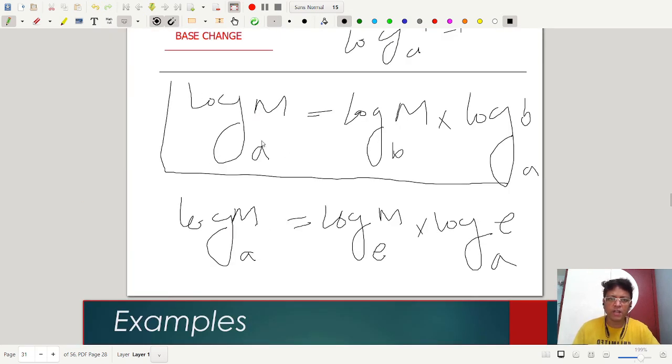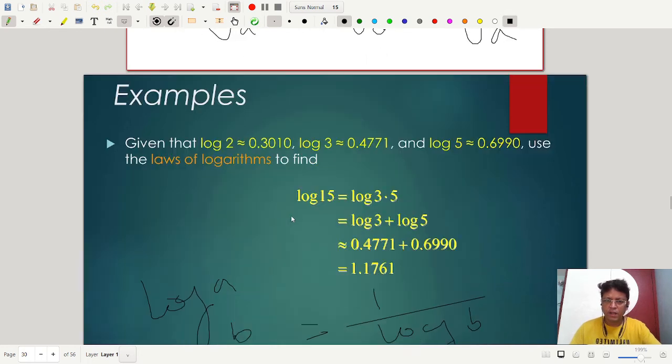So this is very important. Changing base is required everywhere. Suppose you are doing some problems on calculus, limits, functions, you need to change the base. Let's have an example of how you use it. You see the given log 2 is 0.3010. These are all from the log table, you can find them in your calculator also. This is the common logarithm, base 10. Log 3 is 0.4771, and log 5 is approximately 0.6990. So how will you calculate log 15?